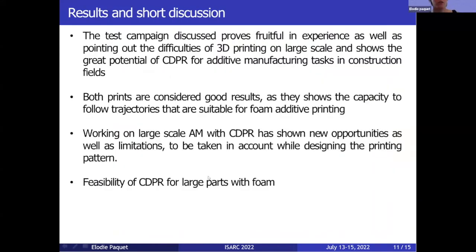So the test campaign discussed the proof of concept in experience, as well as pointing out the difficulty of 3D printing of large parts, and shows the great potential of cable-driven parallel robots for additive manufacturing tasks in construction sites. Both printing and comparison had good results, and they show the capacity to follow trajectory, and the feasibility of a cable-driven parallel robot for large parts with foam is proved.